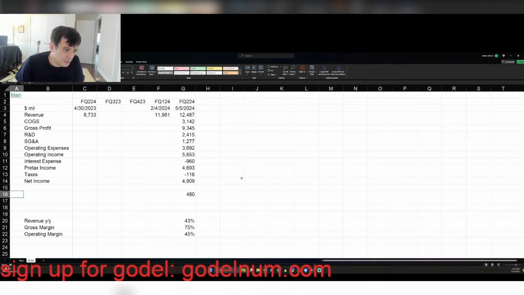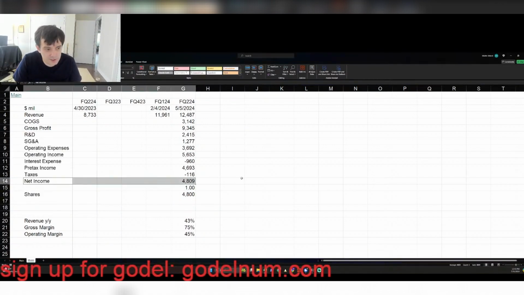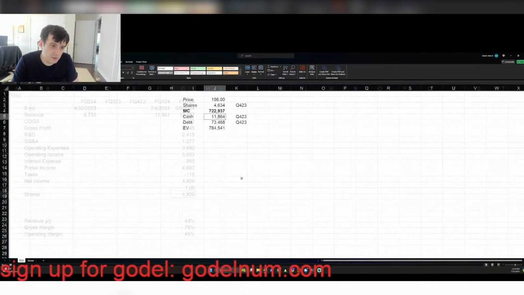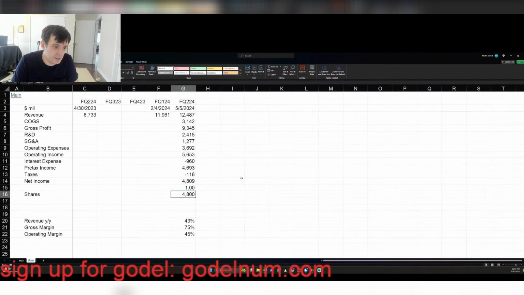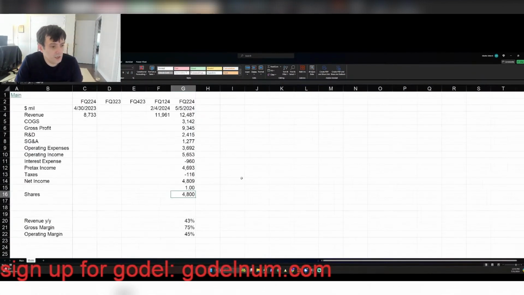So there's 4.8 billion shares outstanding. This has gone up 10x, as we know. And so the company made $1 a share in earnings. What does that mean? After all their costs, including their negative tax, they made $4.8 billion. Well, there's 4.8 billion shares, so it's roughly $1 a share. I'm going to go update this as well.